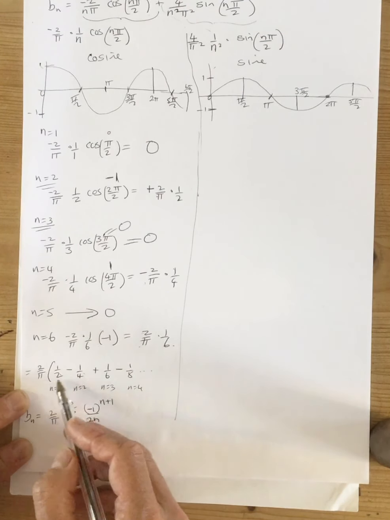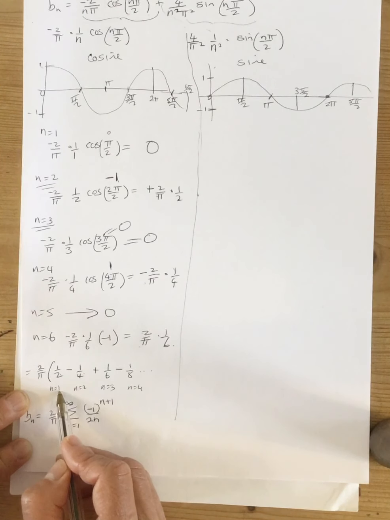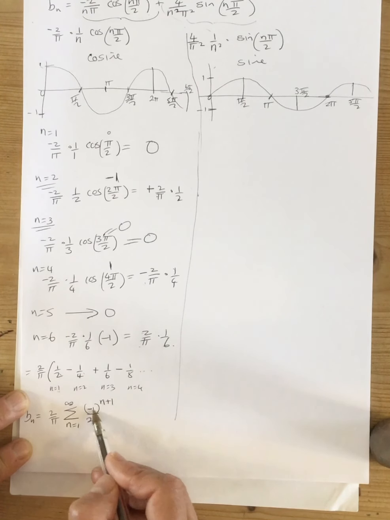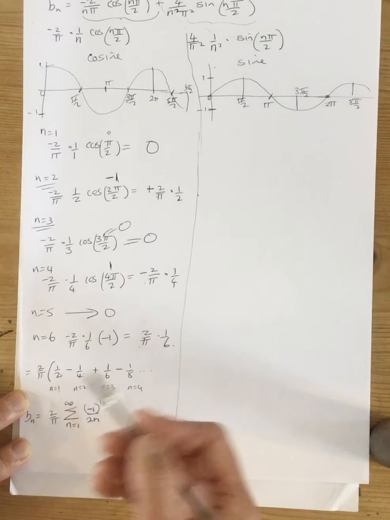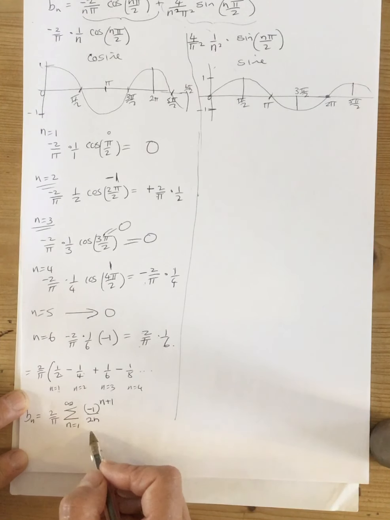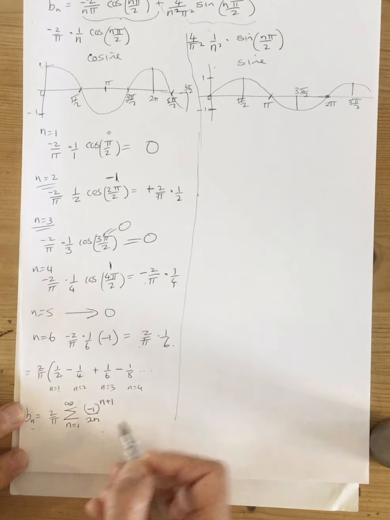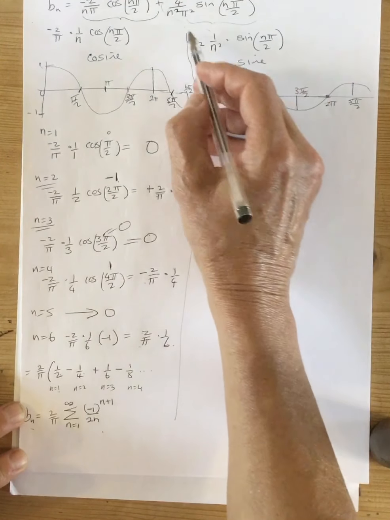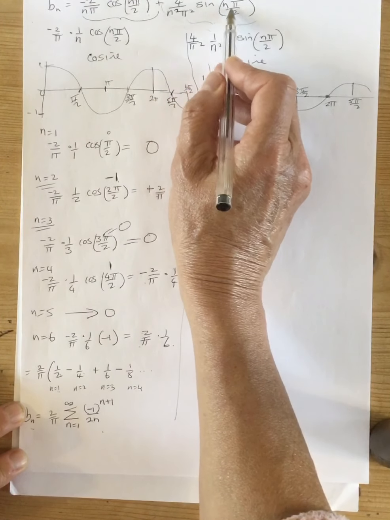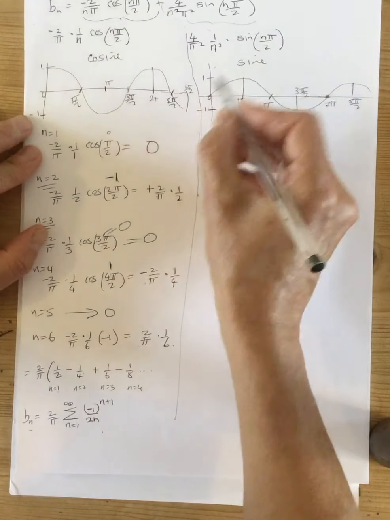Because the minus 1 to the power of n plus 1, where n is 1, then n plus 1 is 2, that makes it squared. Minus 1 squared is plus 1, and so on. So that's that part, right? Then the next part here, 4 over n squared pi squared sine n pi over 2.